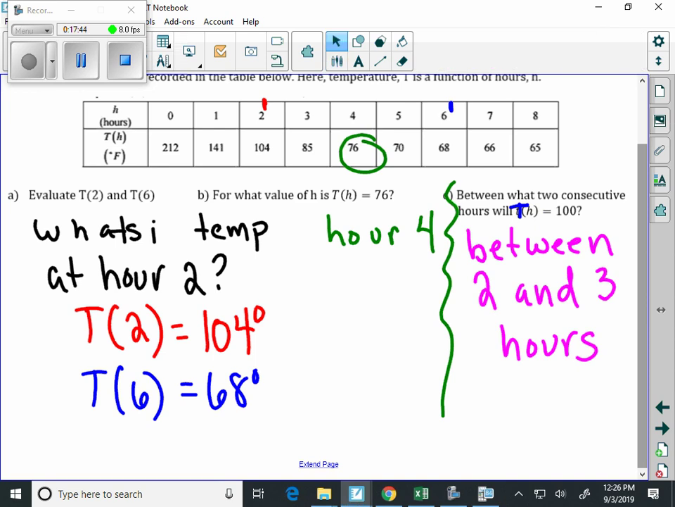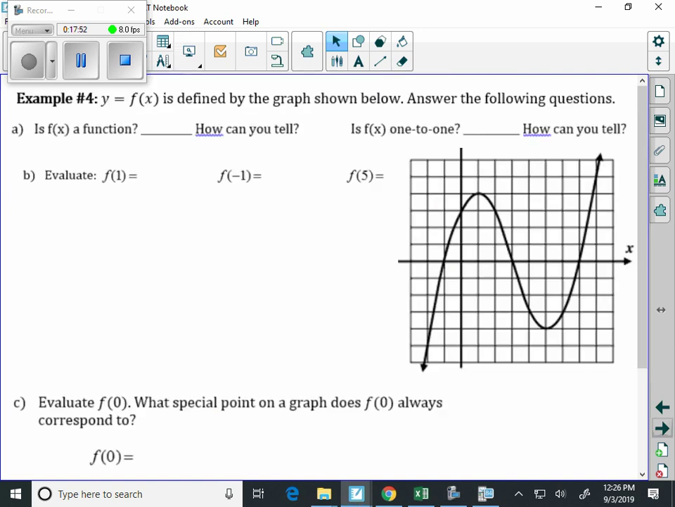We represent functions with equations. We represent functions with tables. We represent functions with graphs. And on example 4, it says y equals f of x is defined by the graph shown below. Answer the following questions. Is f of x a function?